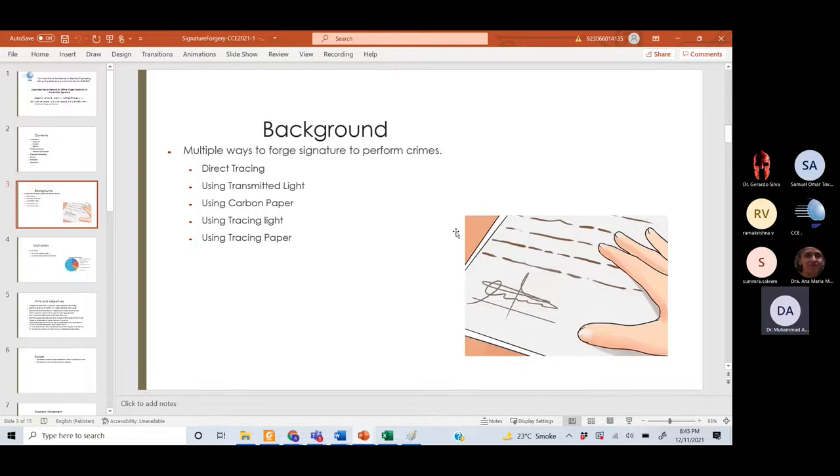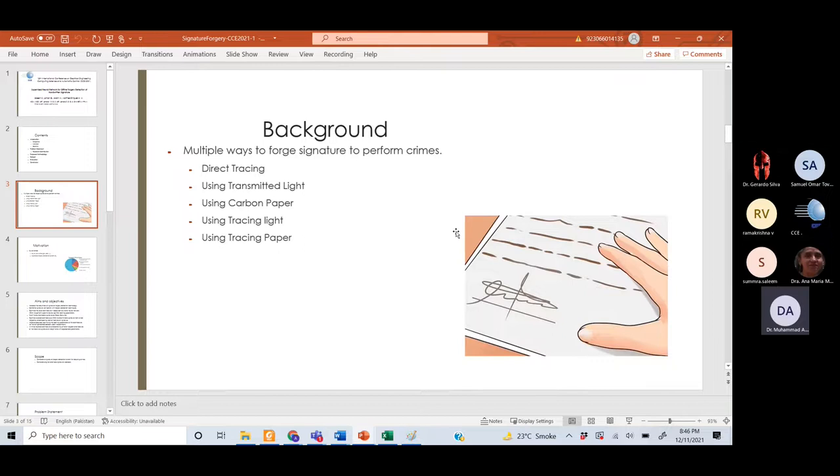So it was very necessary to propose some sort of computational solutions to solve these problems. As we can see, there are different types of crimes for forged signatures: illegal, unauthorized, or badly propagated signatures.